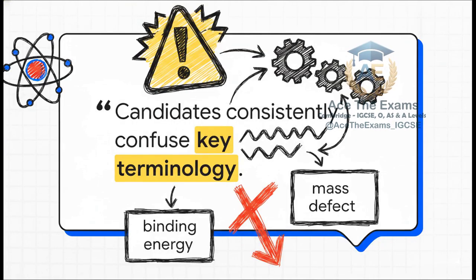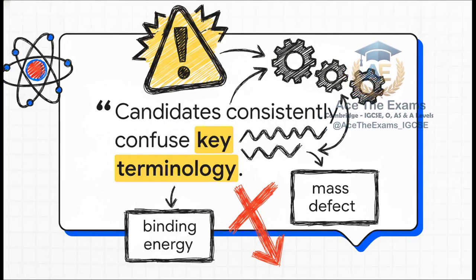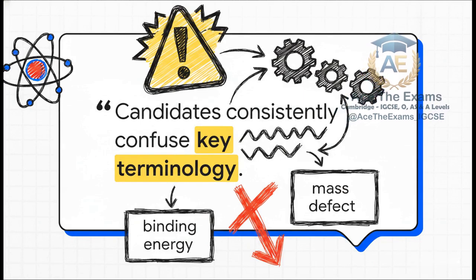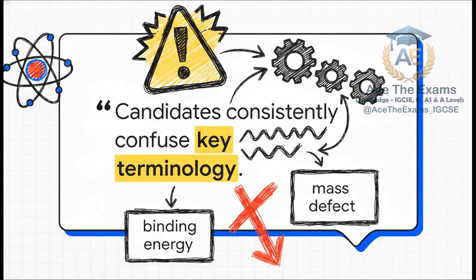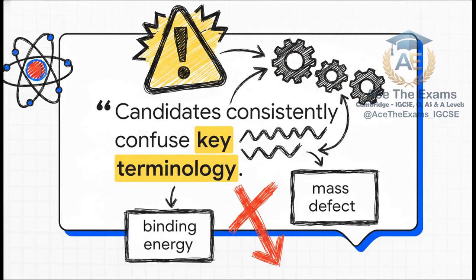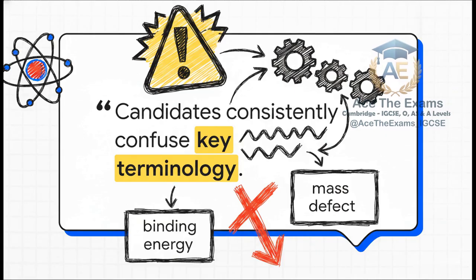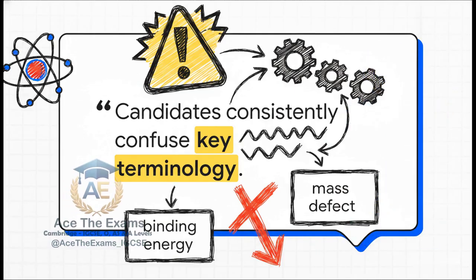Now, what's really interesting about this slide is this massive examiner alert. Listen to this direct quote. Candidates consistently confuse key terminology. Always define terms before using them in extended responses. This is a giant red flag for whoever is grading your paper. If you're writing a long response about nuclear fusion, please do not just throw around terms like binding energy or mass defect and assume the examiner knows that you know what they mean. Define them first. It anchors your analytical depth, and honestly, it secures those crucial foundational marks.